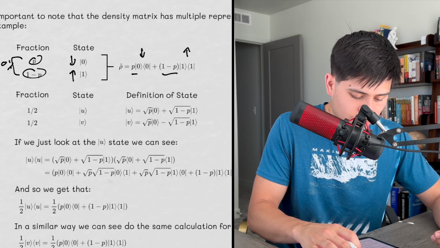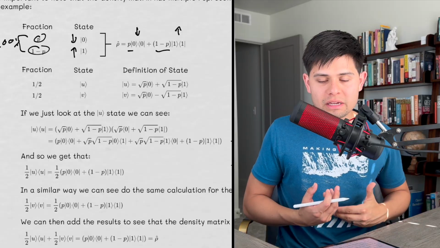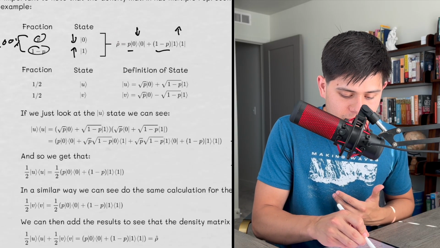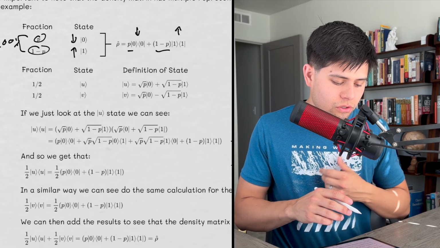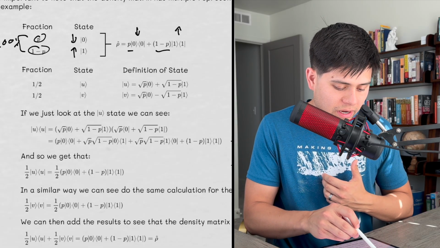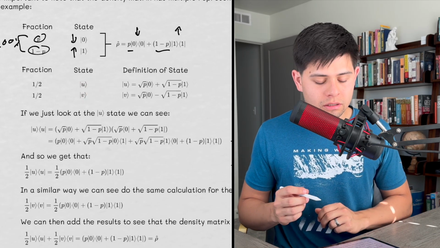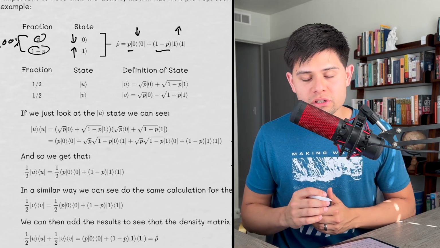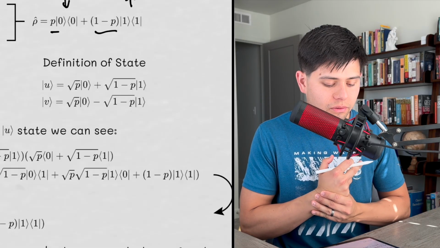Alright, so now let's consider ensemble B. What's going to be interesting about ensemble B is that it's going to have the same density matrix, and we'll see how this works. So we have a state U and we have a state V. They're not up and down states. However, we can define them as being superpositions of up and down states, as we've alluded to in the last video as well.